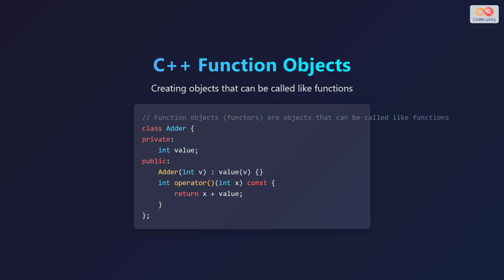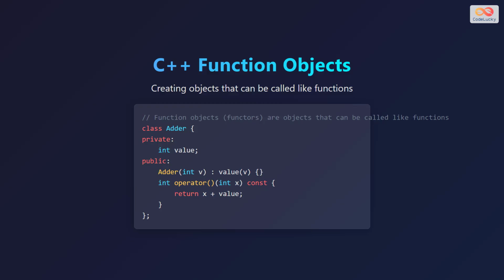Hello and welcome. Today we are going to explore C++ function objects, which allow us to create objects that can be called like functions. Let's dive in. Function objects, also known as functors, are objects that can be called like functions.